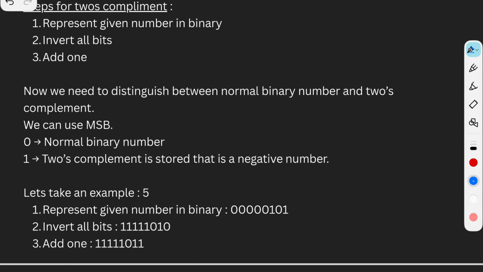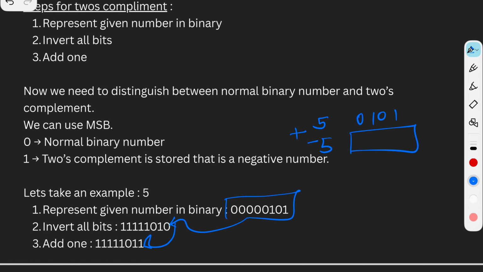Now this might look like a pretty random solution, right? We are inverting all the bits and then we are adding 1. Why are we doing all of this? See, 5 is nothing but 0, 1, 0, 1. Correct? Negative 5 is what we need to figure out.